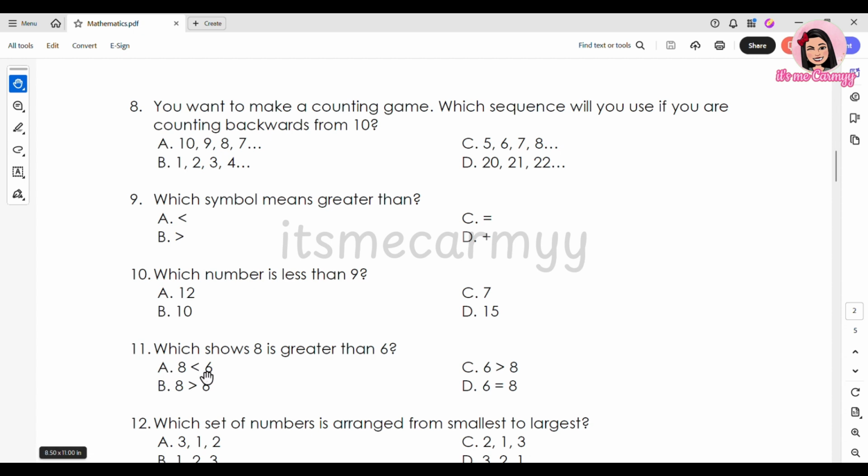11. Which shows 8 is greater than 6? A. 8 less than 6. B. 8 greater than 6. C. 6 greater than 8. D. 6 equals 8. 5, 4, 3, 2, 1. The correct answer is letter B. 8 greater than 6.